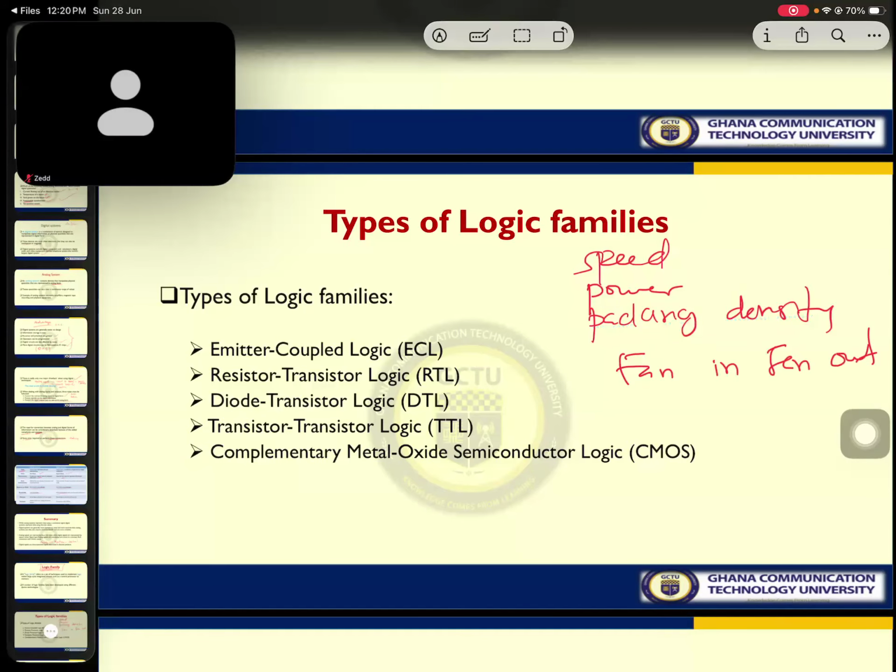Now, the emitter-coupled logic means that it uses what we call a bipolar transistor. The key idea is that the transistors are not driven into what we call saturation, because they avoid saturation and they can switch very, very fast.